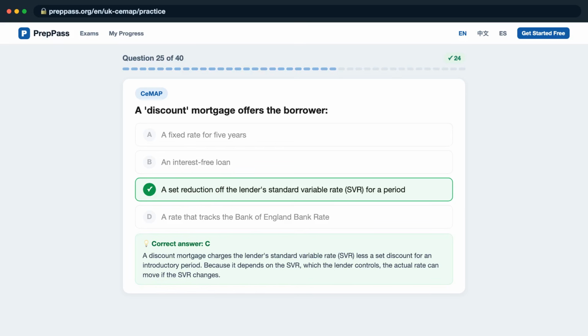The correct answer is C. A discount mortgage charges the lender's standard variable rate, SVR, less a set discount for an introductory period. Because it depends on the SVR, which the lender controls, the actual rate can move if the SVR changes.